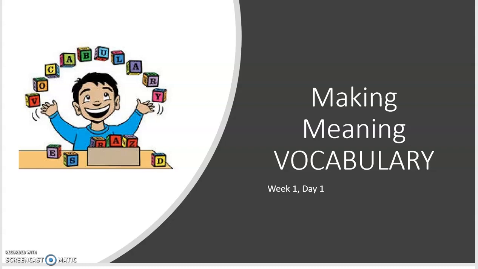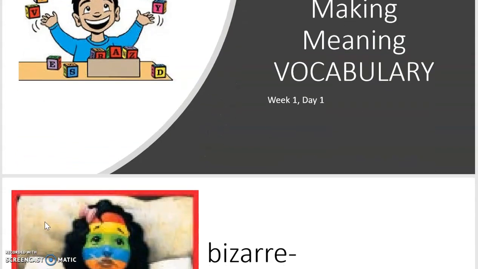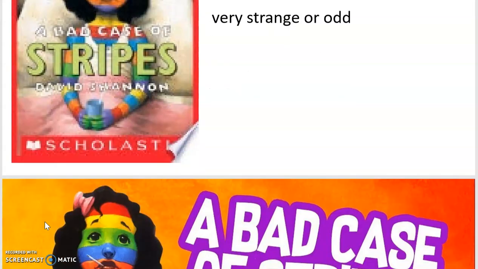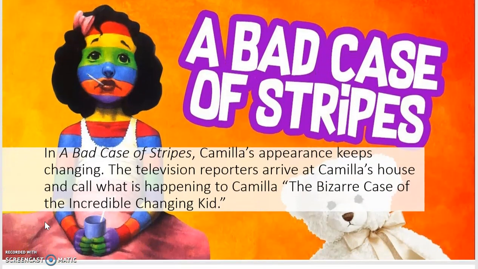So the vocab words that we are going to focus on in fourth grade come directly from the text that we are reading. For example, this past week we read A Bad Case of Stripes and The Old Woman Who Named Things. So these vocab words that you're going to see come directly from those stories. So let's get started. The first word was bizarre, and bizarre means very strange or odd. This came from the text A Bad Case of Stripes.